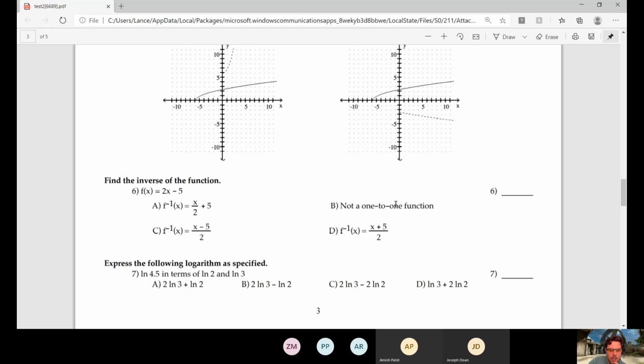All right. How do they teach you how to find the inverse of a function? Because for me, they told me to swap x and y and solve for y. So I'd get x equals 2y minus 5. And then you solve for y, you get y equals (x plus 5) over 2. So I would have put D.